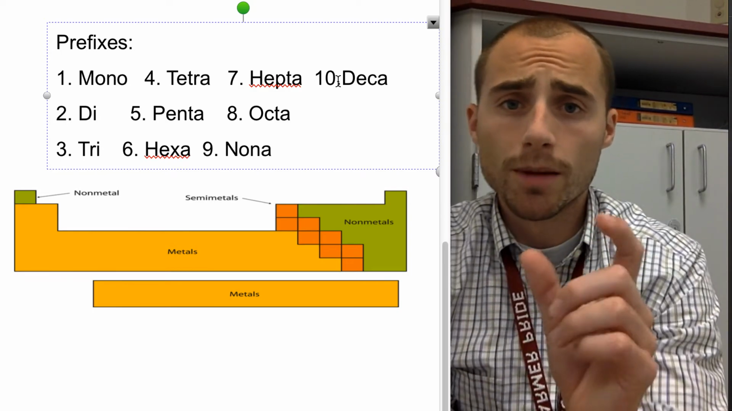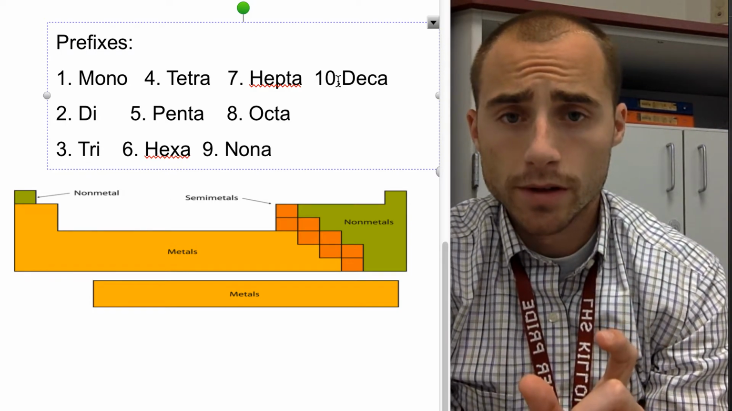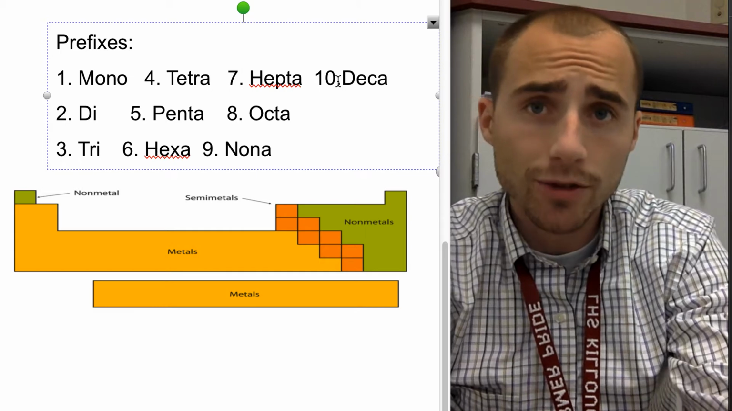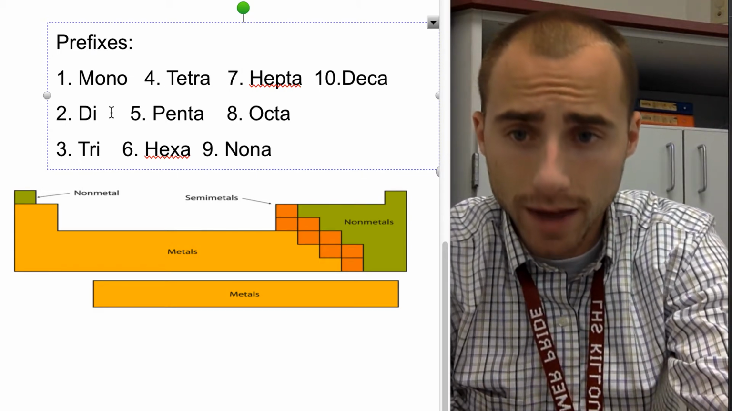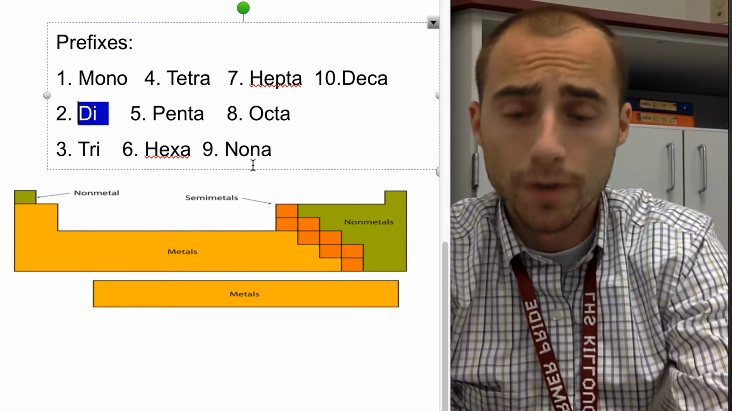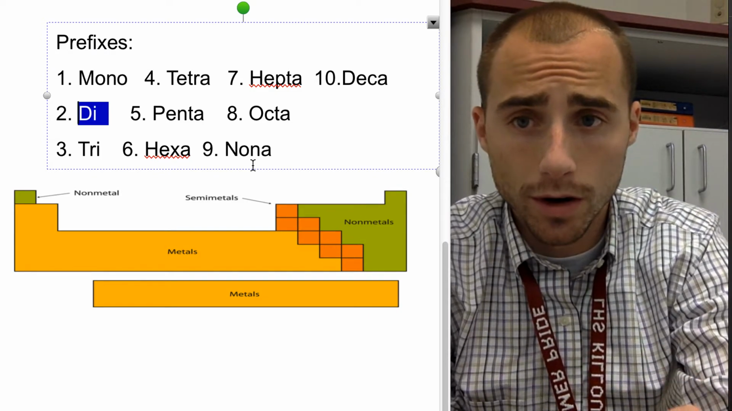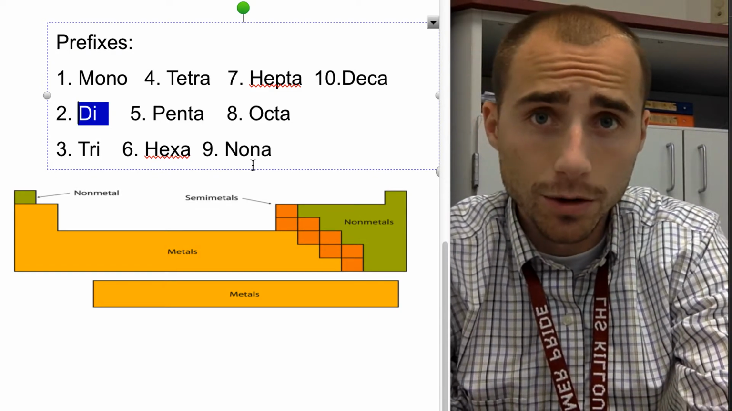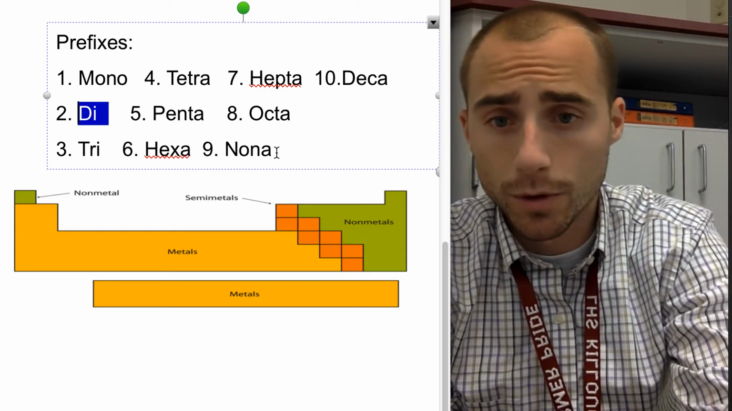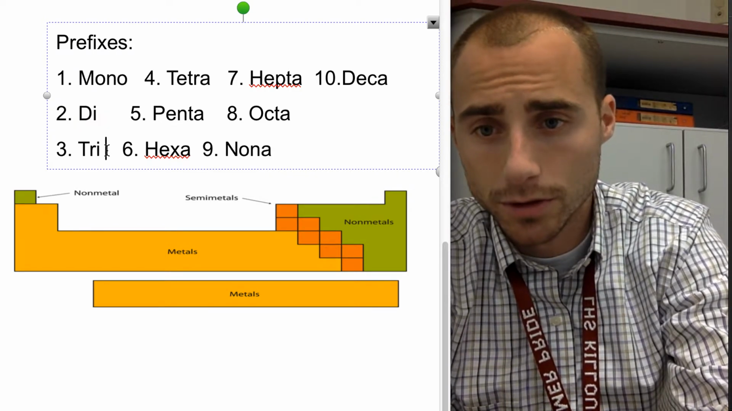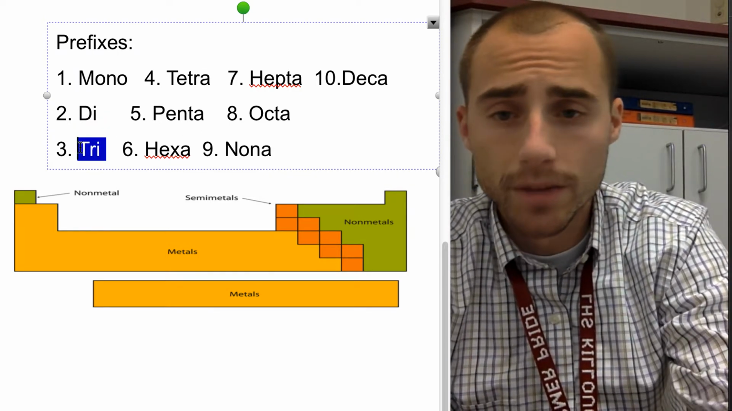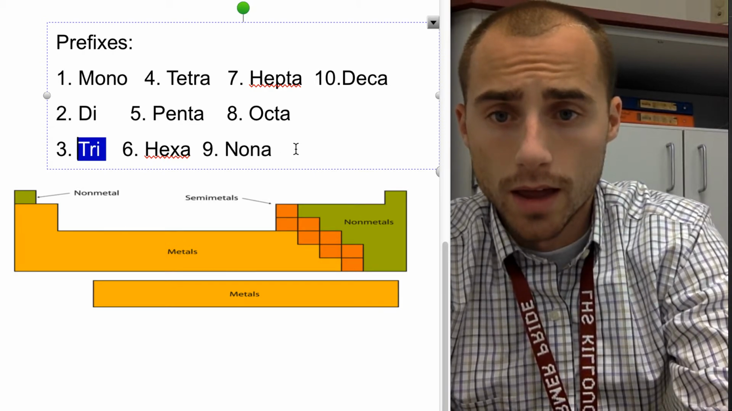Prefixes are what come before a word. So like dihydrogen, that means there's 2 hydrogens because we have dihydrogen. Prefixes come before the word. Like in bicycle, bi would be the prefix before cycle, you know, things like that. Tricycle, it means it has 3 wheels. So those are our prefixes.